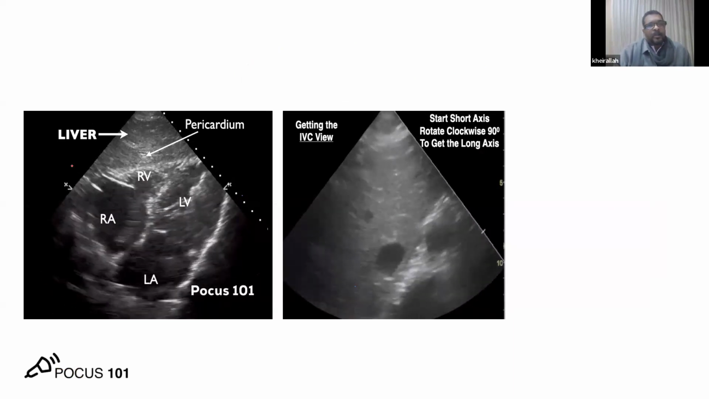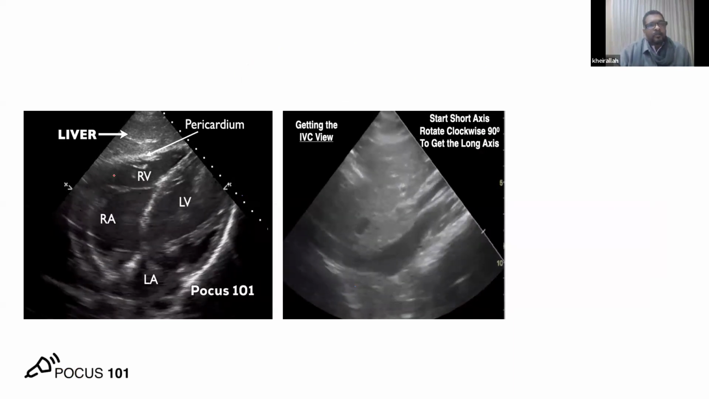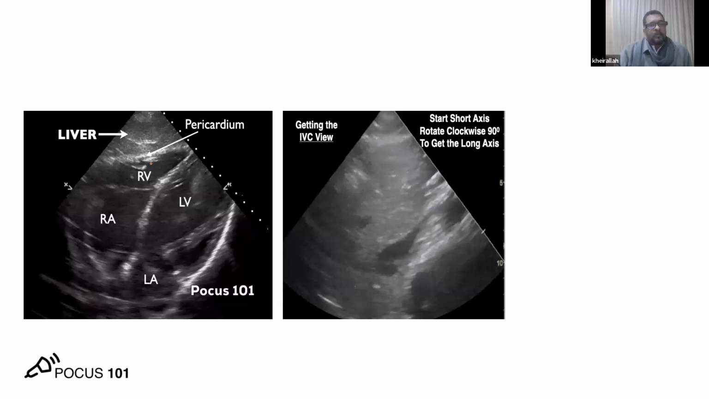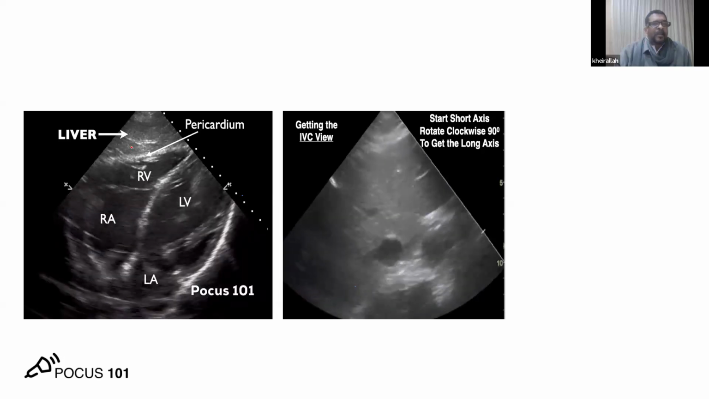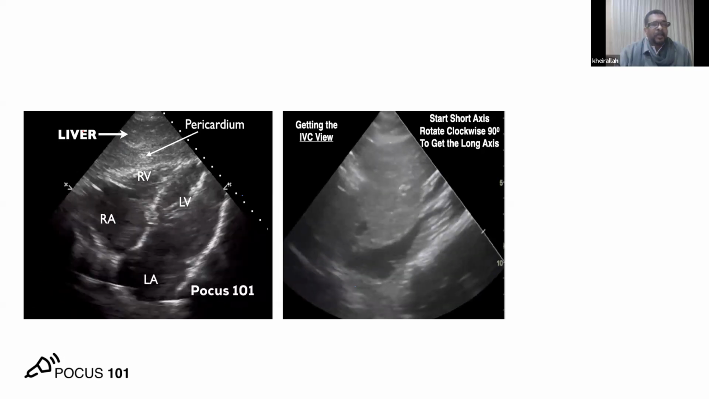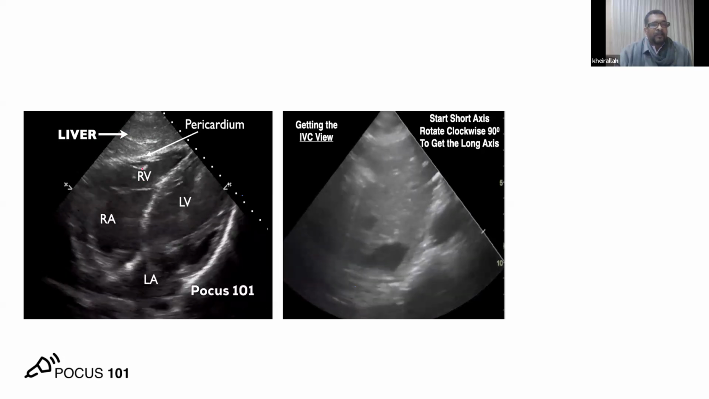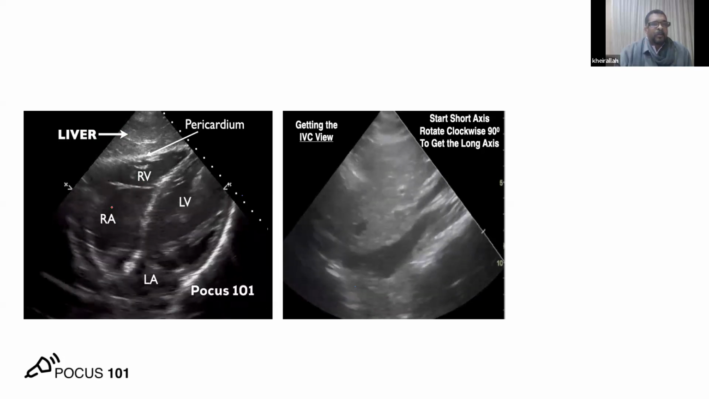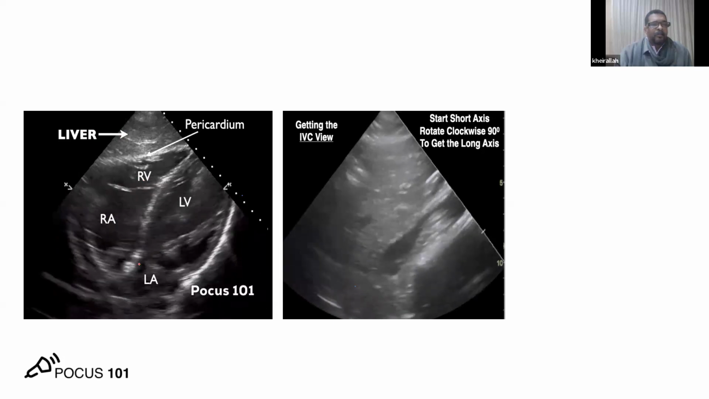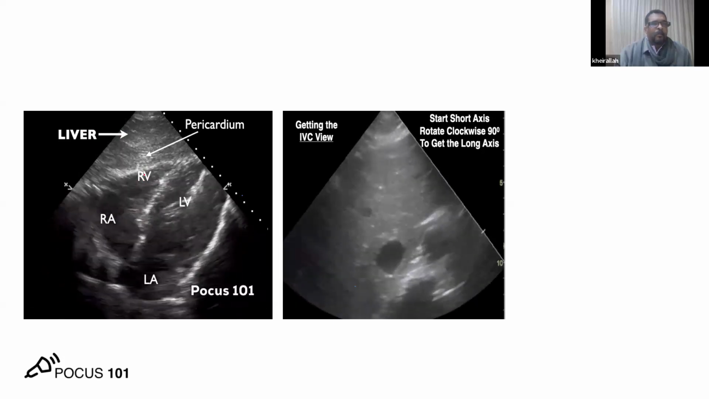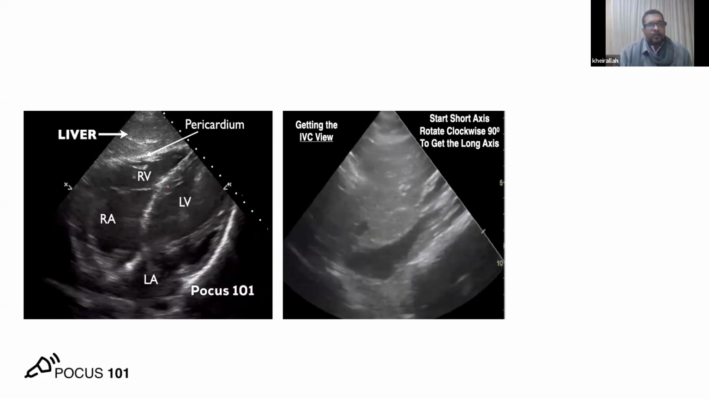Then we come to the subcostal. In the subcostal, you get this view, in which the RV is hugging the liver. You see part of the liver. And this is kind of an apical 4 chamber view, a 4 chamber view obtained from the subcostal window.